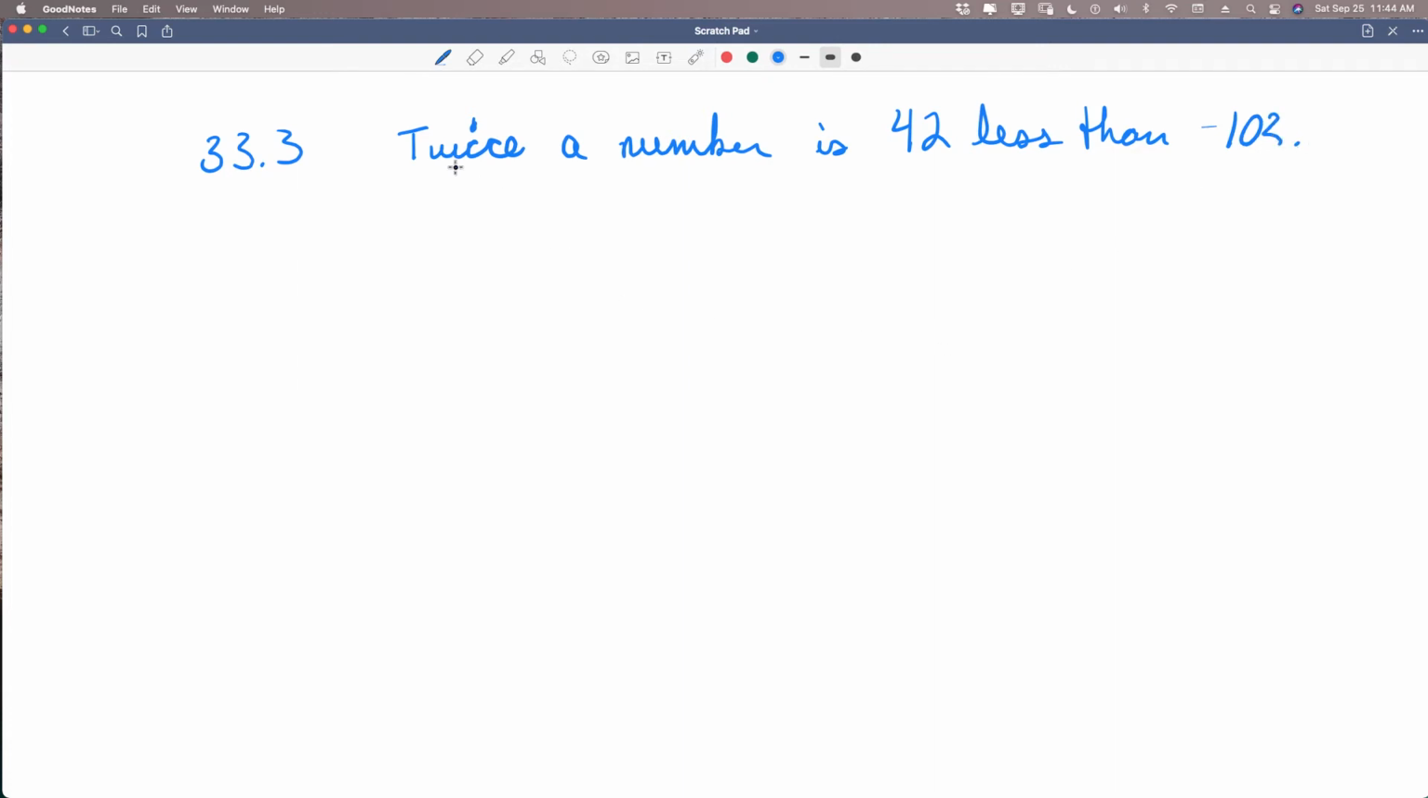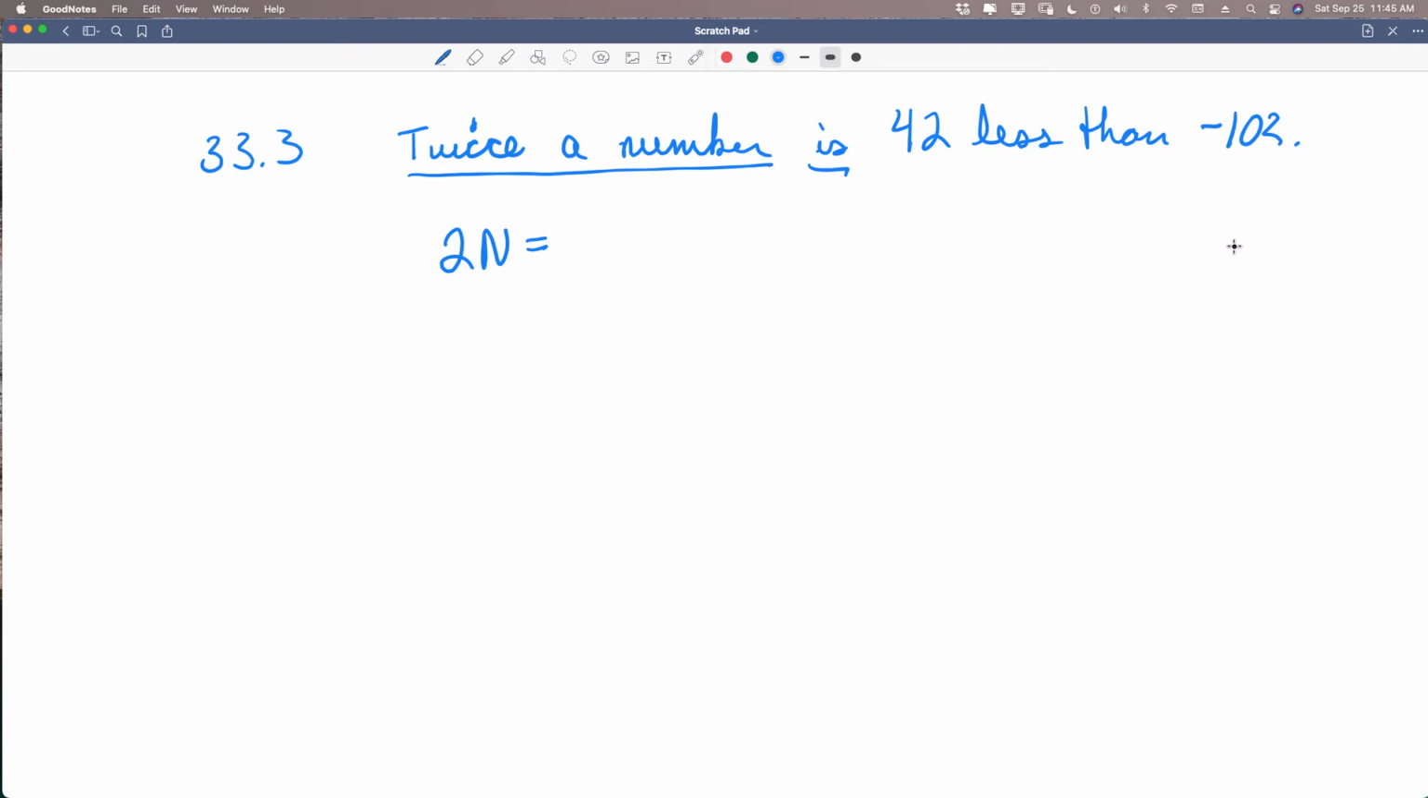All right, so we know what twice a number is. Twice a number is 2 times a number, right? So we got that part. Is our equal sign. We know that too. Now we have 42 less than negative 102. How do we handle that? Because it's like 42 less than comes after the other. Do we have to do it like that?